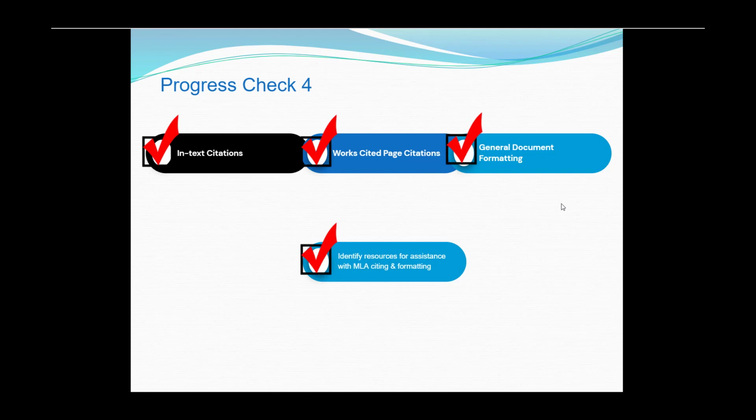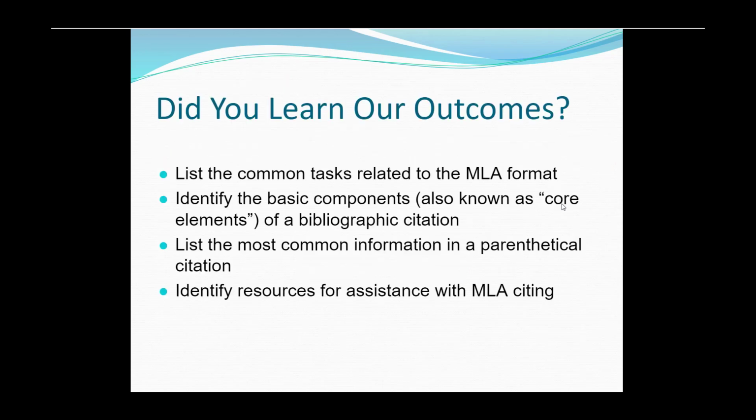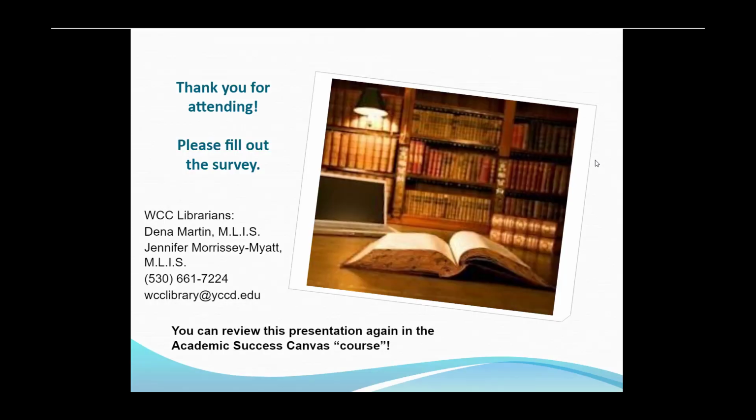To conclude this workshop, now is a good time to reflect on what you were challenged to learn from watching this workshop. You were challenged with learning the common tasks related to formatting using MLA style, identifying basic components of a bibliographic citation, listing the information needed for in-text citations, and identifying resources for assistance. If you missed something, you may need to review.